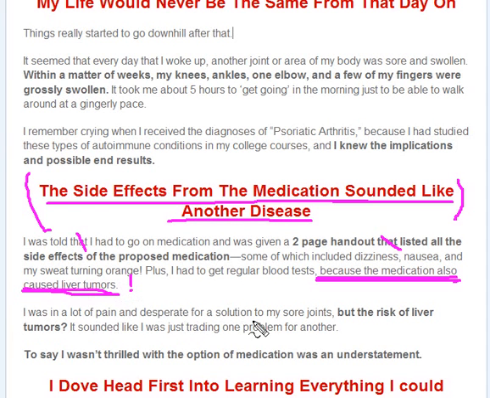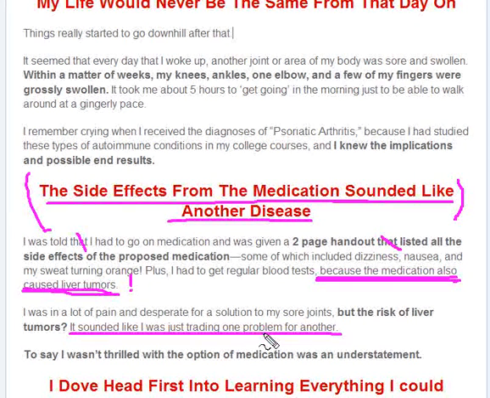"I was in a lot of pain and desperate for a solution to my sore joints, but the risk of liver tumors sounded like I was just trading one problem for another." Again, how you said this, "trading one problem for another," is not direct enough, it's not harsh enough. Say what it is. Say, it seemed as though I was simply trading swollen joints and knees for liver tumors. You're being specific. Rather than saying one problem, what is the problem? There are so many different problems you can have. Placing the wrong stamp on an envelope is a problem.